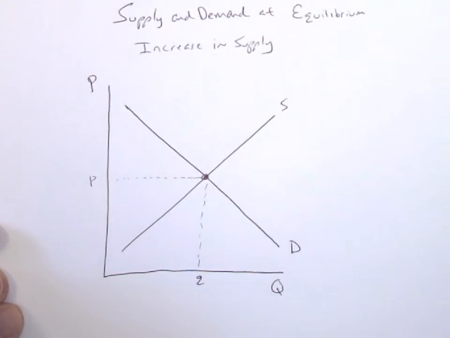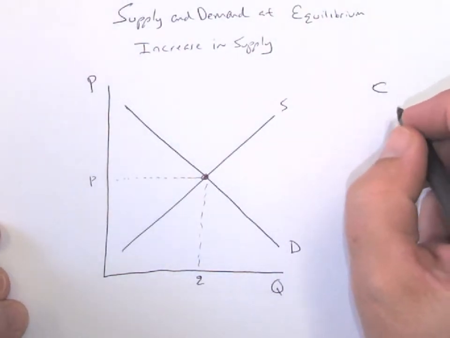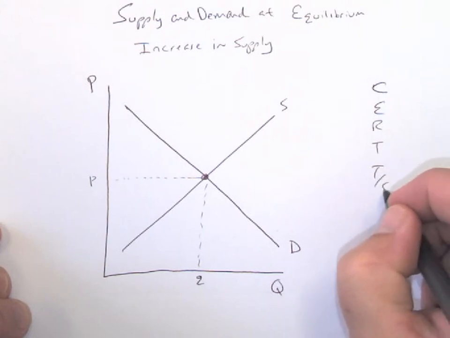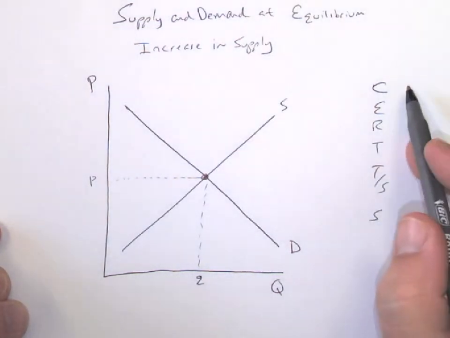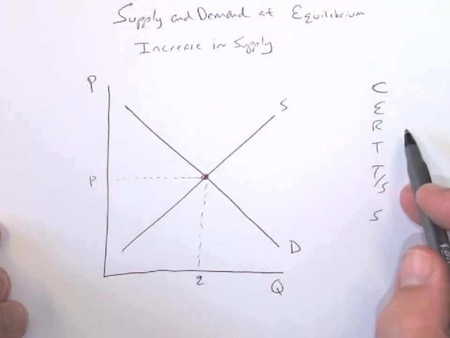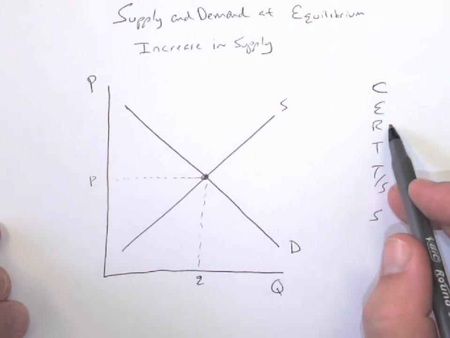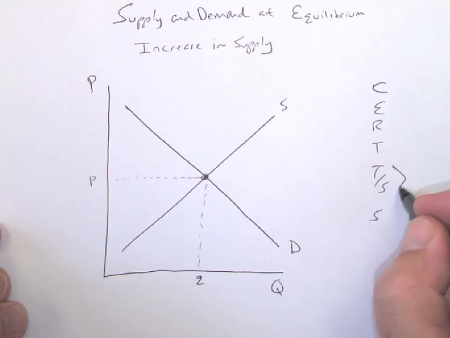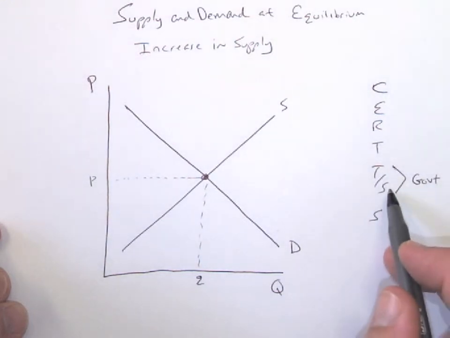So now an increase in supply is going to be from one of our supply shifters, and that's CERTS. Remember, that's cost of production, expectation, resources, the quality and quantity of technology. And these two are government action, that is taxes and subsidies.